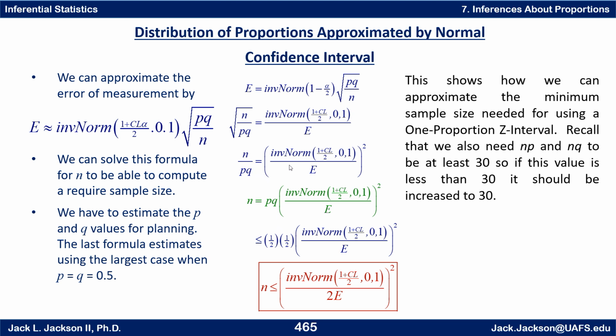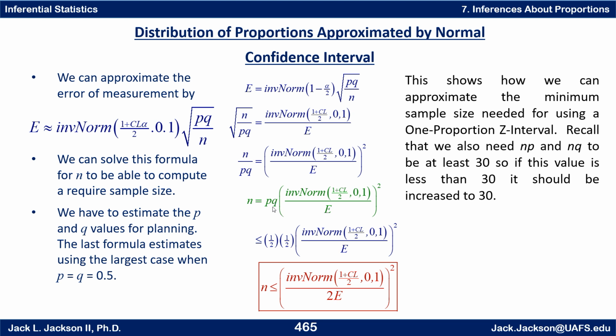So when we get to this point here where we have this green thing here, we have our inverse norm of 1 plus confidence level over 2, 0, 1. That's our standard way of finding the z-score there. We divide by margin of error, we square it, then we multiply by both p and q. Now, if you knew p and q ahead of time, then you wouldn't be doing a confidence interval.